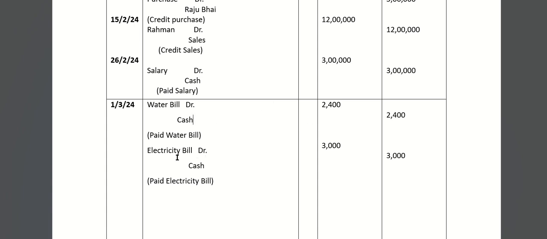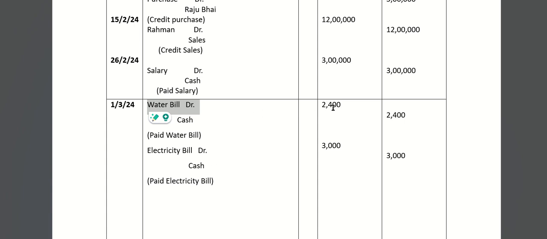The same thing happened to the electricity bill also. The date is written. I hope everything is clear because we have discussed it multiple times, so I think I need not explain it. Remember, if we want, we can write it as a single entry. It is known as a compound entry. How will it come? Water bill accounted to, electricity bill accounted to, cash.